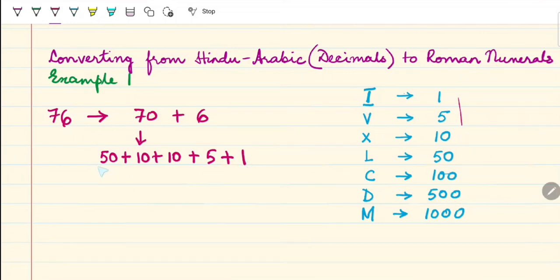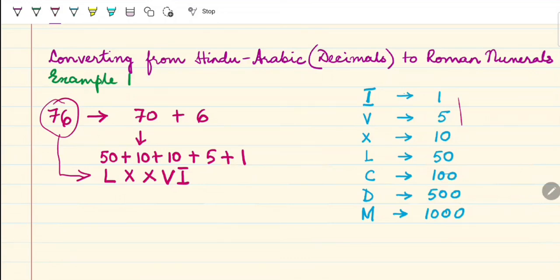And now that we have all these numbers as part of the values in the Roman numeral system, just replace them by their respective symbols in the Roman number system. So 50 is represented by the symbol L, right? So I'm going to write L for 50, and 10 is X, so LX, and then there's another 10 here, so that would be X, and then the 5 is a V, so let's write V, and the 1 is an I. All right, and we are done. So 76 in Roman numerals is LXXVI. So that is the process.